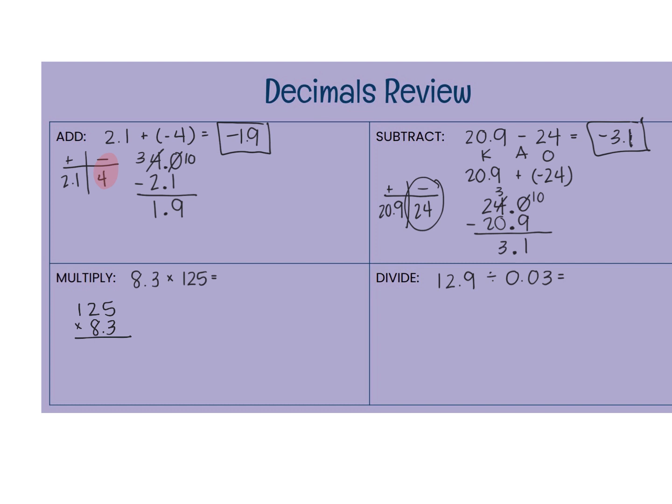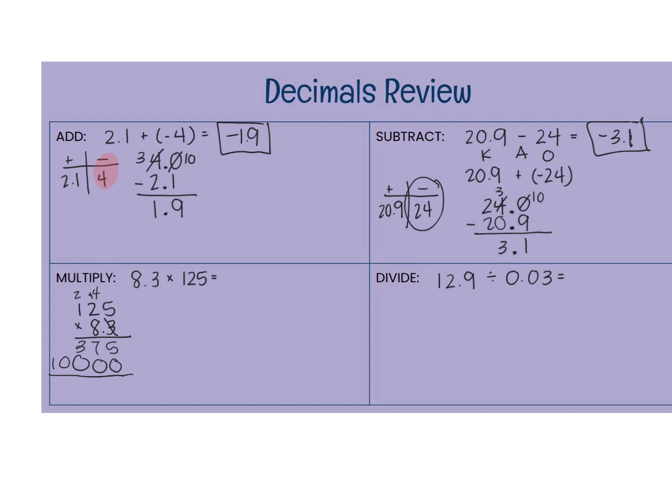Then I multiply normally. So 3 times 5 gives me 15. I put the 5 and carry the 1. 3 times 2 is 6, plus 1 is 7, and 3 times 1 is 3. To move from the 3 to the 8, I have to add a placeholder 0 here. Then we're ready to move. 8 times 5 is 40. Put the 0, carry the 4. 8 times 2 is 16, plus the 4 gives me another 20. 8 times 1 is 8, plus the 2 gives me 10.